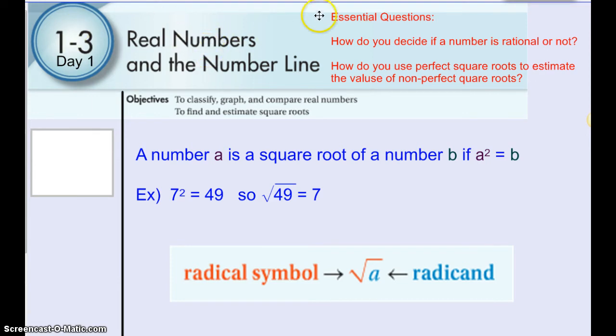So today we actually have 2 essential questions. First one, how do you decide if a number is rational or not? And then, how do you use perfect square roots to estimate the value of non-perfect square roots? There should be an S there.